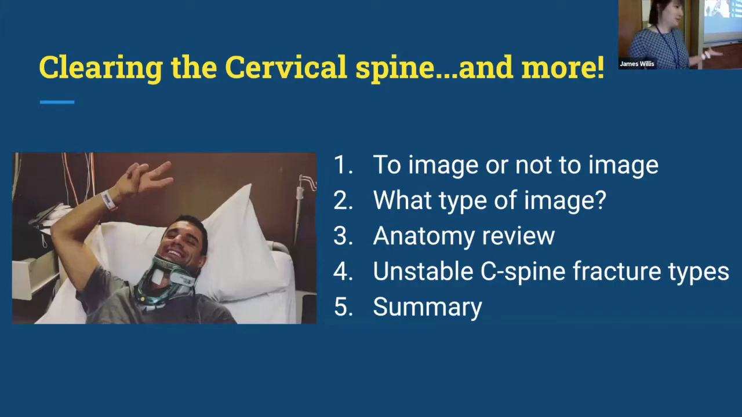So that's what we're going to be talking about today, clearing the cervical spine, and then a few other sprinkled in topics. So our outline: first we're going to talk about who needs imaging, then what type of imaging. We'll go through some cervical spine anatomy, and that'll lead us into a discussion about unstable C-spine fracture types, and then we'll summarize it all.